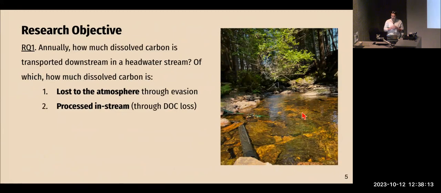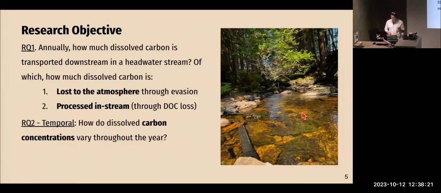and of which we want to characterize how much dissolved carbon is lost to the atmosphere through evasion and how much is processed in the stream through DOC loss. And this will provide a baseline context for the temporal aspect of the research, diving into the temporal variation of how these dissolved carbon fluxes vary throughout the year with different hydrological and climatic factors.